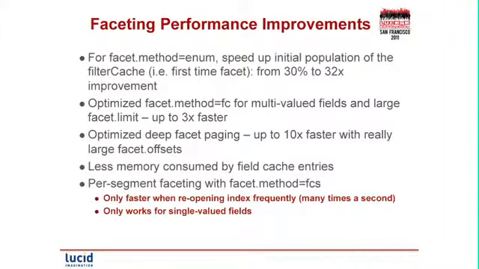So we also have some faceting performance improvements. For facet.method=enum, that's the method that steps over every term and calculates the set intersection with the base query to get the count. That initial population of the filter cache is now much, much faster, depending on how many unique terms are in that field. And I measured, actually trying to facet on the ID field, something that you wouldn't normally do, up to a 32 times performance improvement for that initial filter cache population.